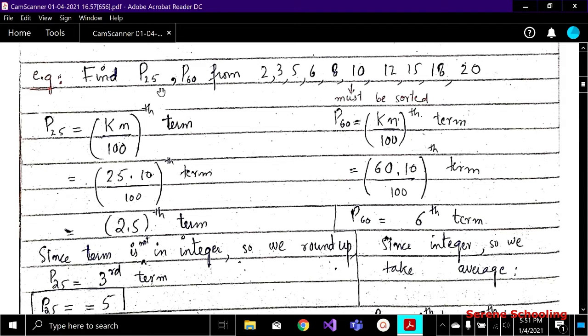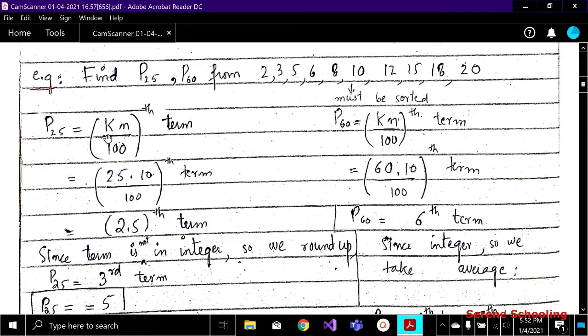As we know, the formula is kn by 100th term, right? One important thing before calculating the percentiles is that all our quantiles, that is medians, percentiles, quartiles, deciles, must be sorted. As we have seen for the median, the median must be sorted, right? Similarly, the percentile values must be sorted. Here they are already sorted, so we didn't need to sort them. After sorting the values, we put in the formula.